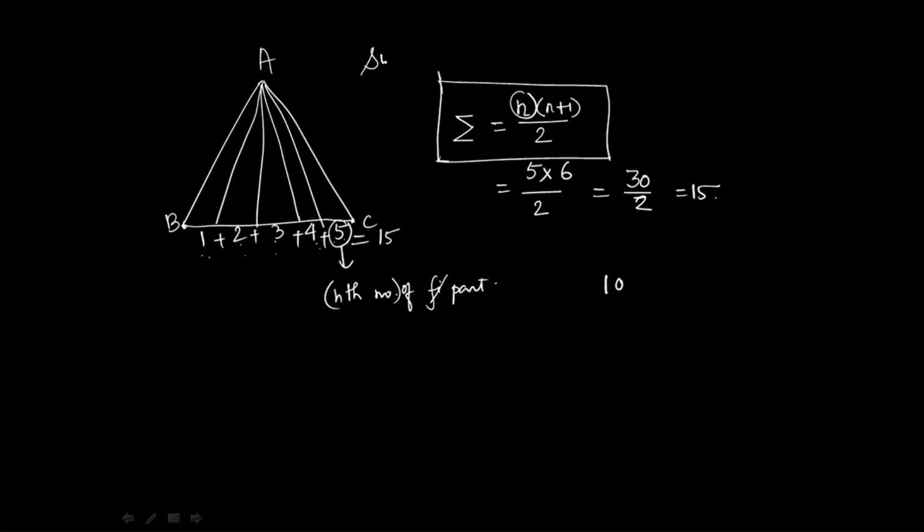This is the formula of summation of continuous numbers. Continuous numbers, right? Sorry for this line. It's a summation formula of continuous numbers, okay? Like if there are 10 parts, then 10 into 10 plus 1, that is 11, divided by 2, will be 55.